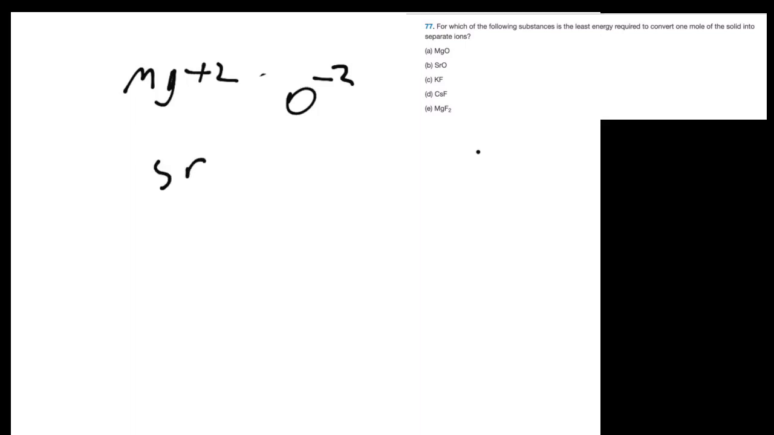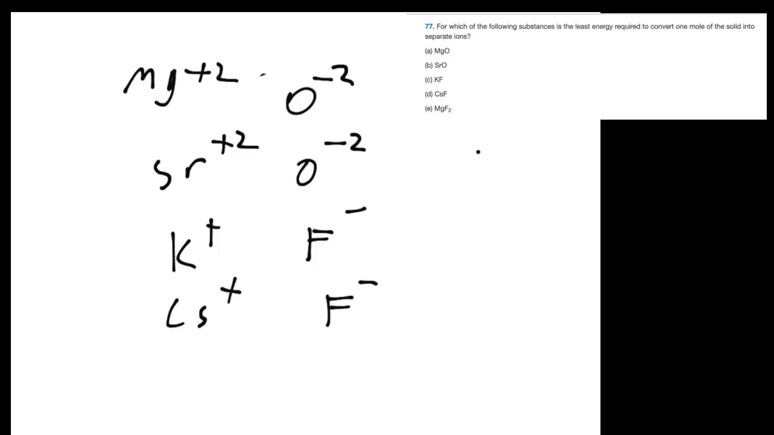Strontium makes a +2 charge. Oxygen again makes a -2 charge. Potassium makes a +1. Fluorine makes a -1. Cesium, +1. Fluorine again, -1. And lastly, magnesium, +2, and fluorine makes a -1.